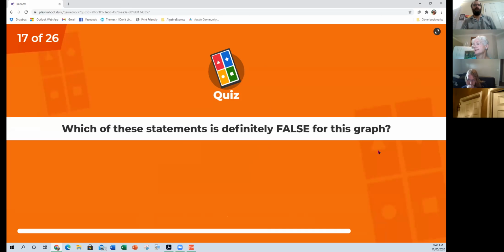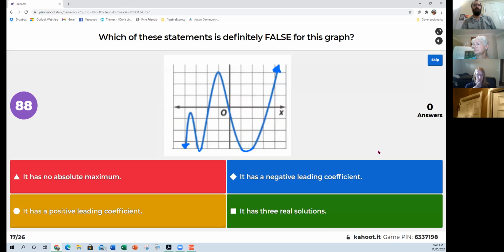Which of these is false? Don't pick the green one. We haven't really talked about that. I forget. Sometimes I get mixed up about what we've talked about and what we haven't. It does have 3 real solutions, because there's 1, 2, 3.